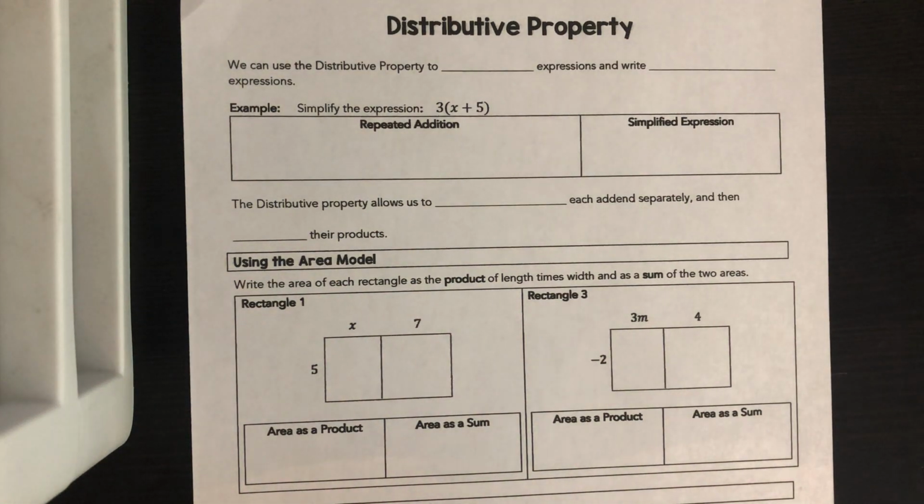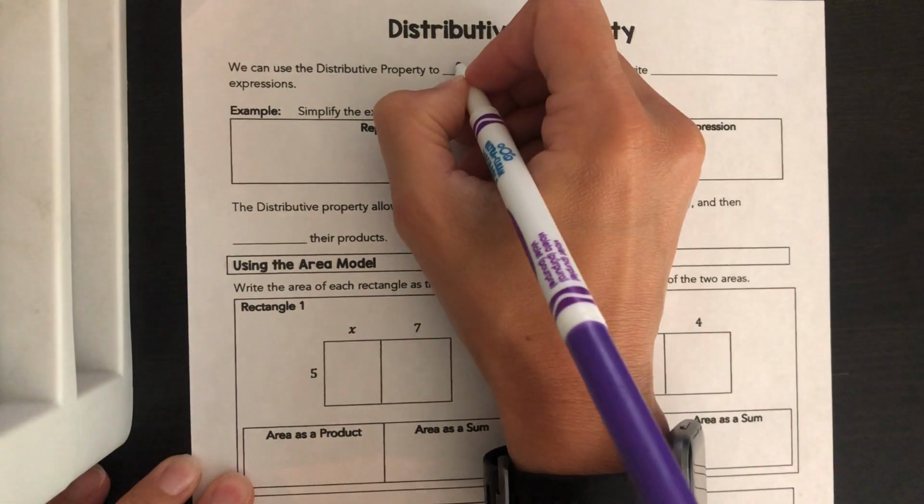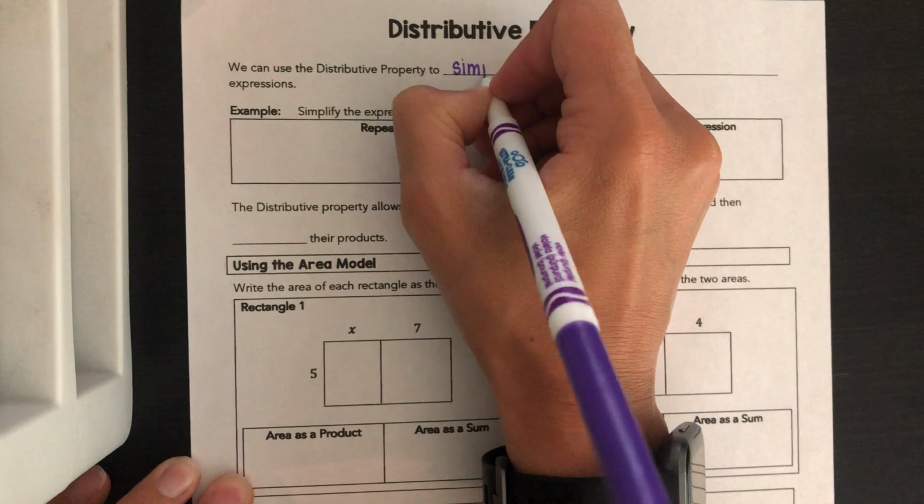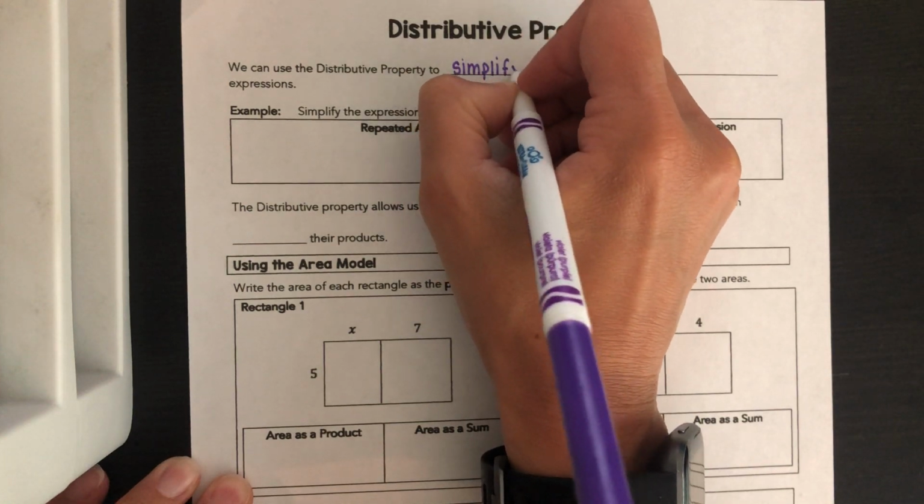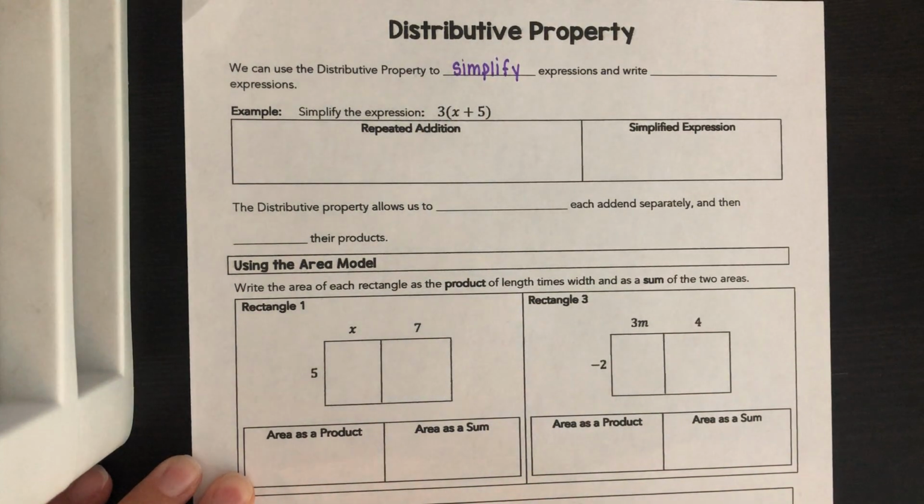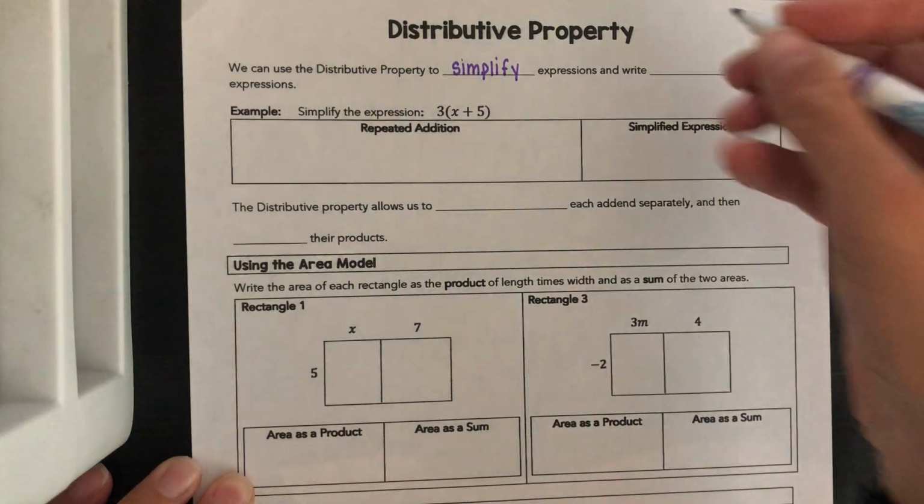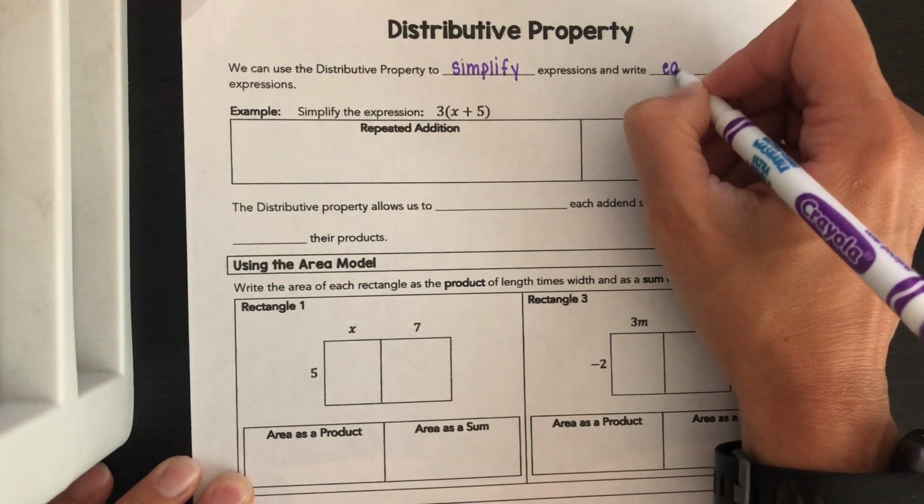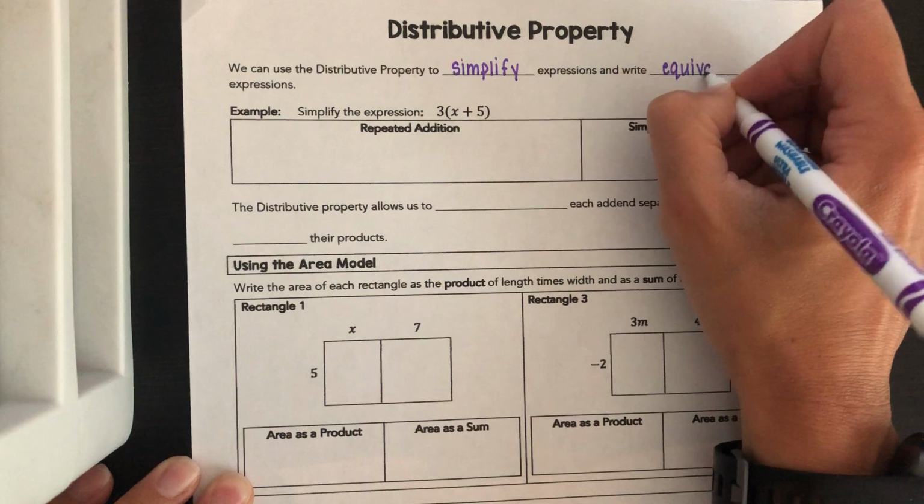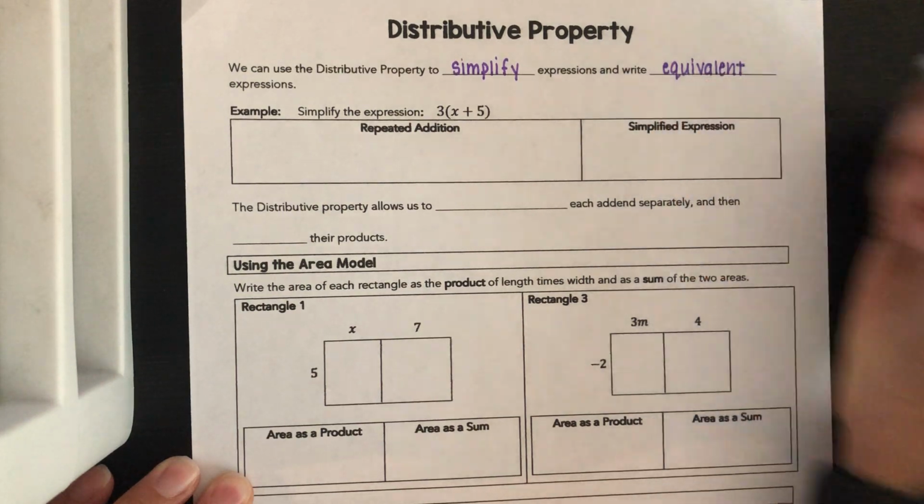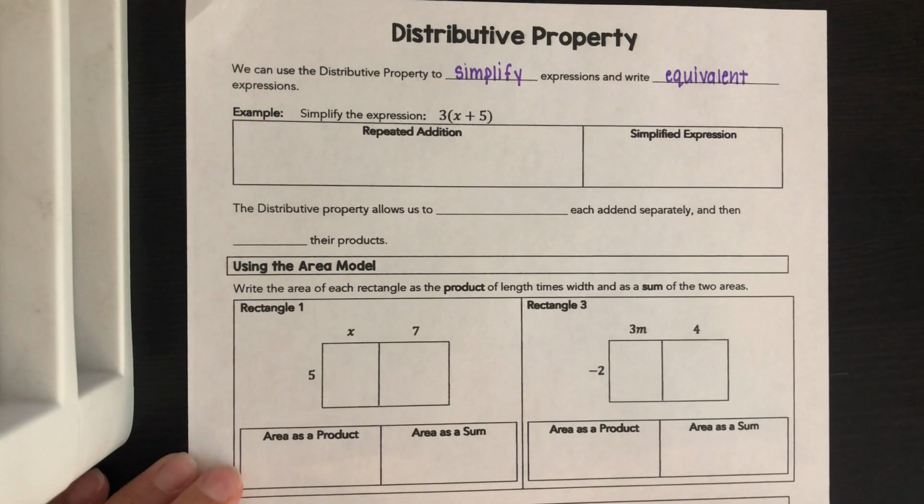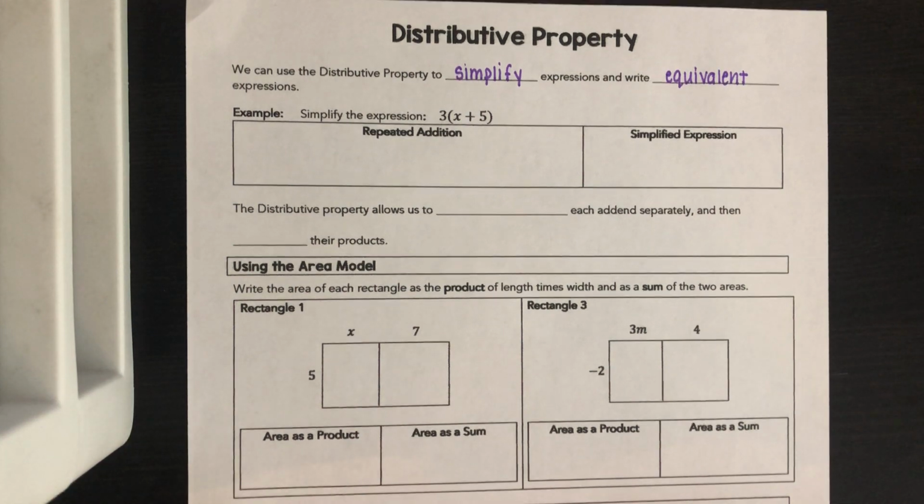First of all, we can use the distributive property to simplify expressions. And as we know from our work with combining like terms last week, when we simplify expressions, we're really writing equivalent expressions. So let's take a look at how this distributive property works.